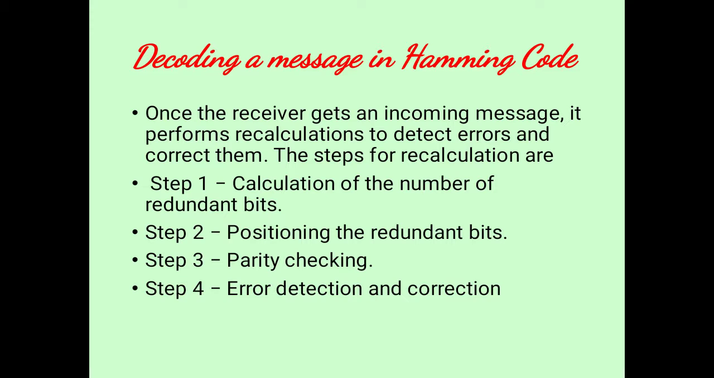Decoding a message. Encoding is done now. Now decoding a message. Decoding a message using Hamming code again has 4 steps. Once the receiver gets the incoming message, it performs recalculation to detect errors, and later it will correct. What are the steps for recalculation? Calculation of number of redundant bits, position of redundant bits, parity check, error correction and detection.